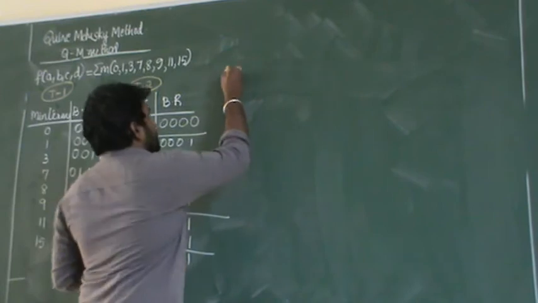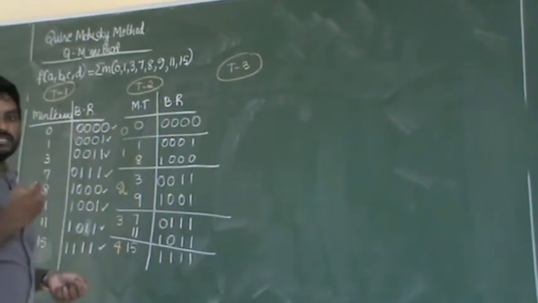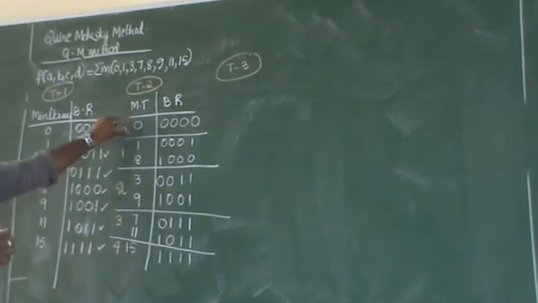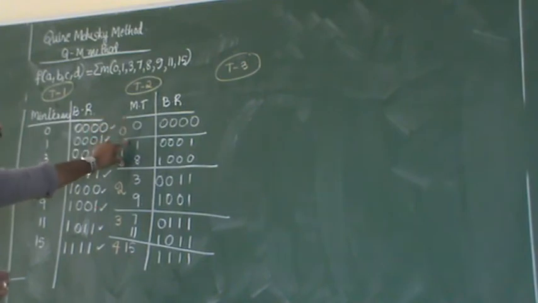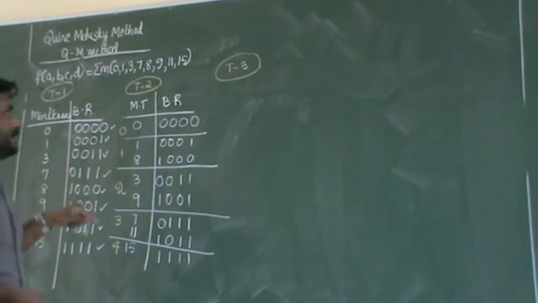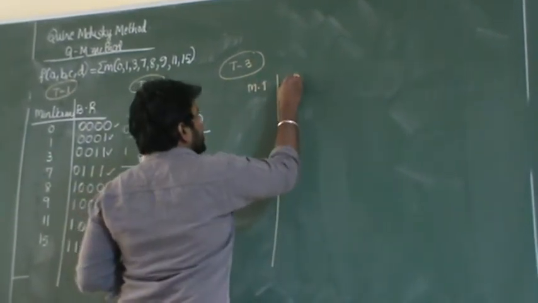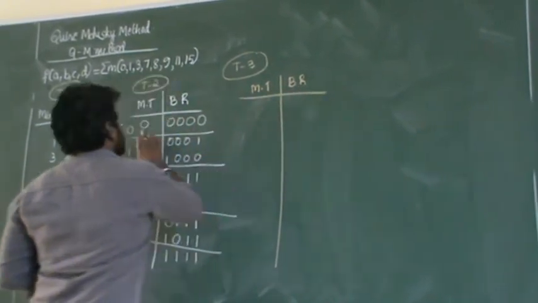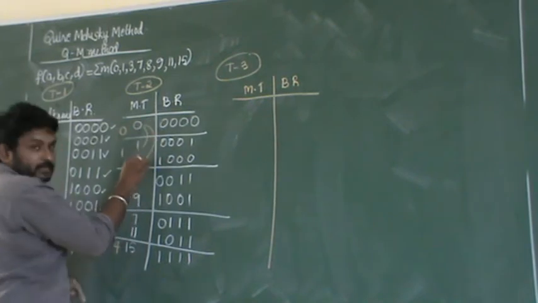Next, table number 3. Now you have to start comparing the first term with the second. If I am comparing group 0 with group 1, on what basis will I compare? If there is a single bit change in its position, then I can consider that. So 0, 1 I can write. So min terms and their binary representation. First 0 with 1, next 0 with 8.